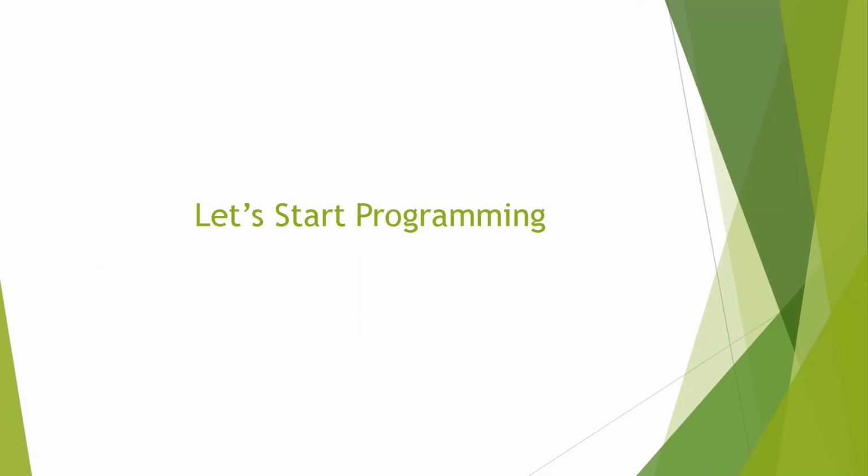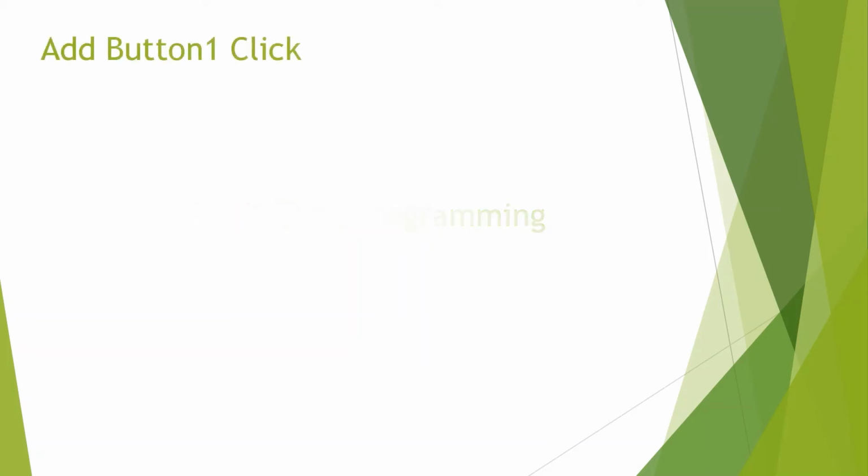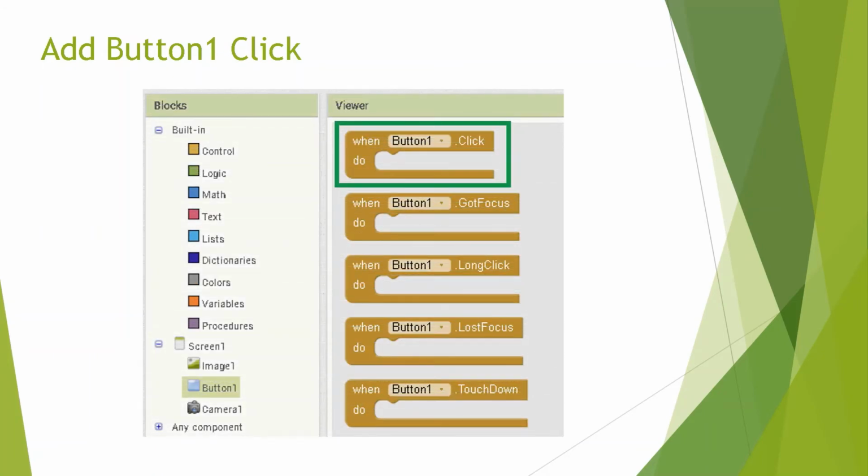Now, we are ready to make our blocks. Let's start programming. From left side Blocks, select Button 1. And then select Button 1.Click. Then drag it to Blocks white area.